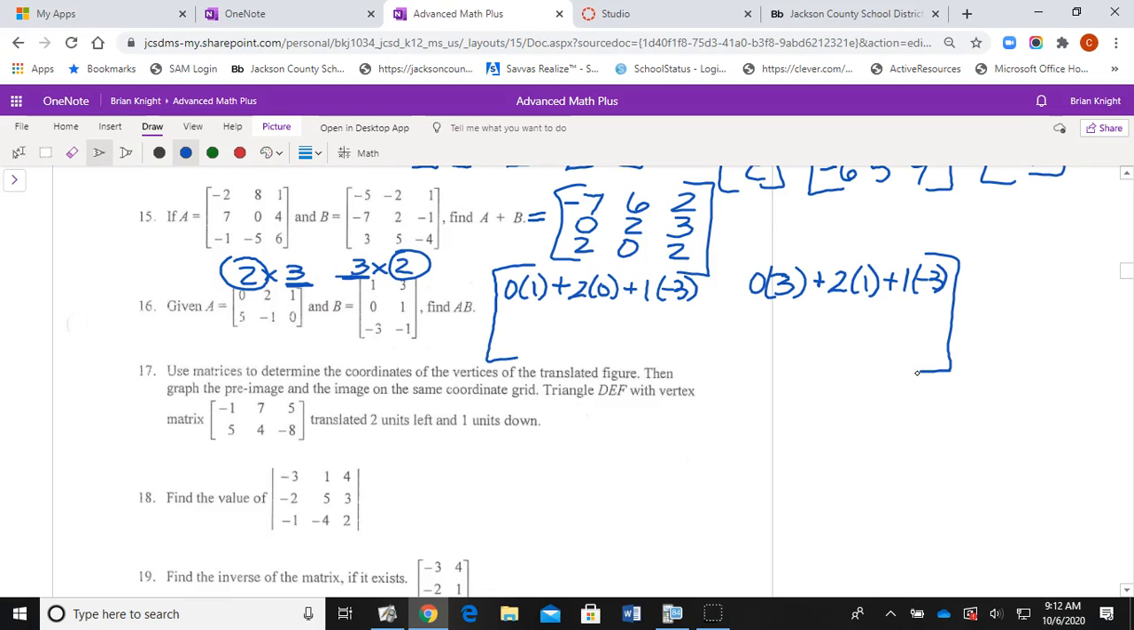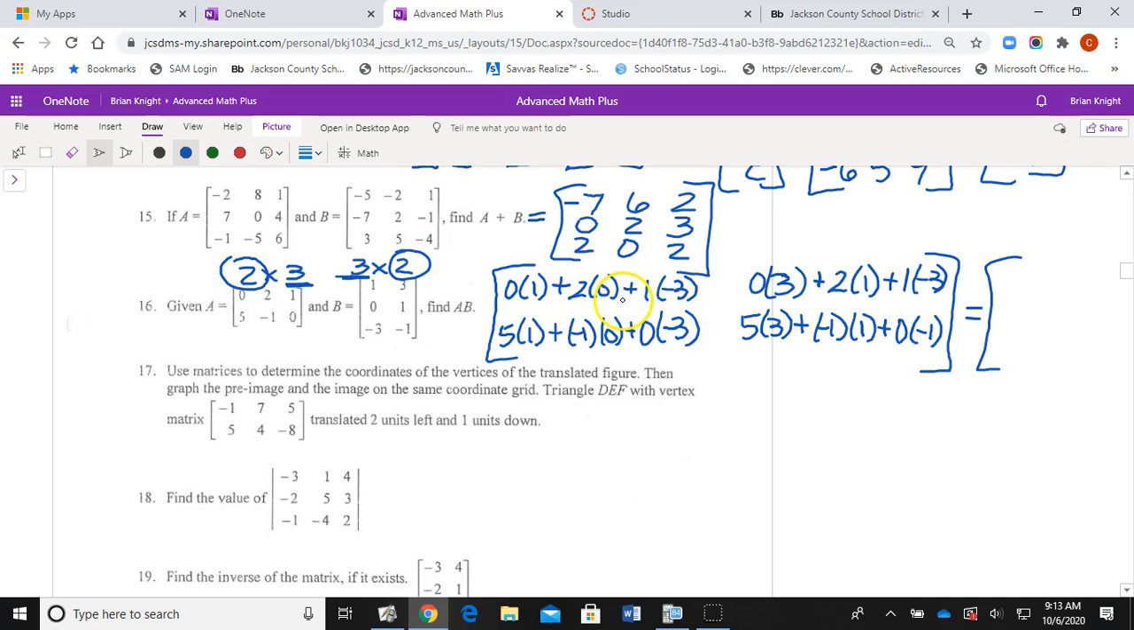Then we go down to the second row times the columns. So the second row would be 5 times 1 plus -1 times 0 plus 0 times -3. And last but not least, bottom row times second column: 5 times 3 plus negative 1 times 1 plus 0 times negative 1. And you just simplify those.